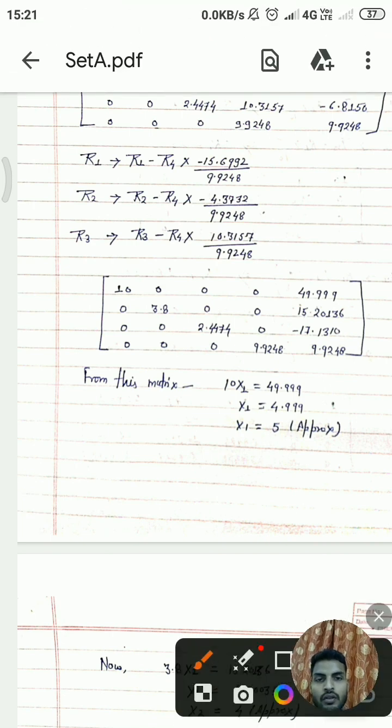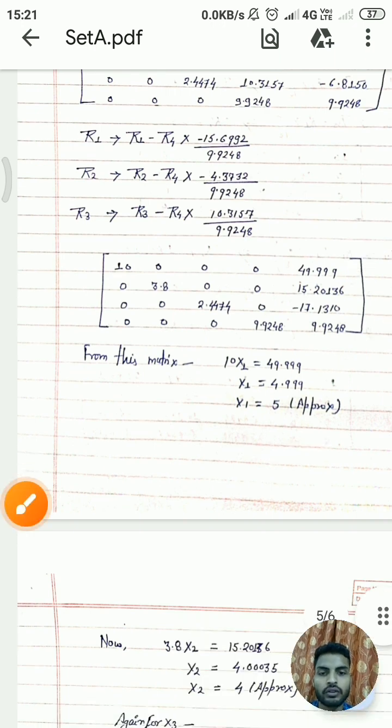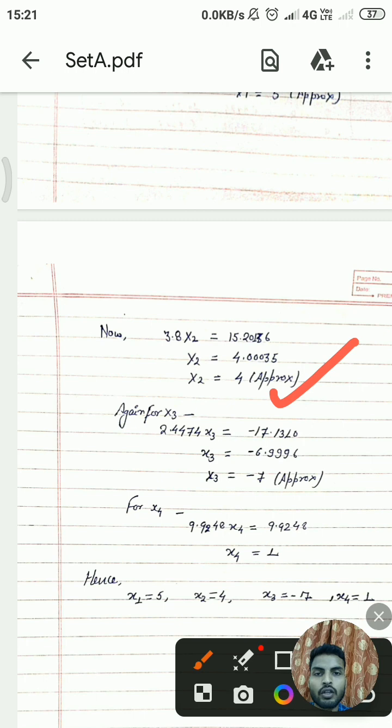From this matrix we calculate the x1 value. x1 equals 4.99, x1 equals 4.999, so x1 equals 5 approximately. Now we calculate the x2 value. The x2 value is 15.2036 upon 3.8, so x2 is approximately 4.